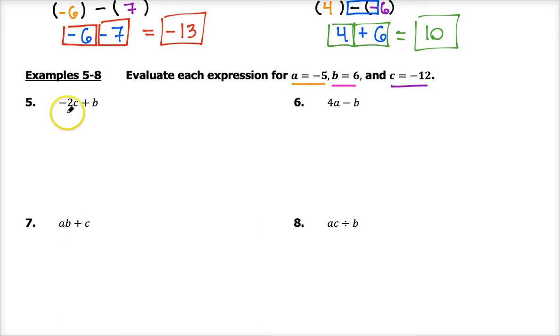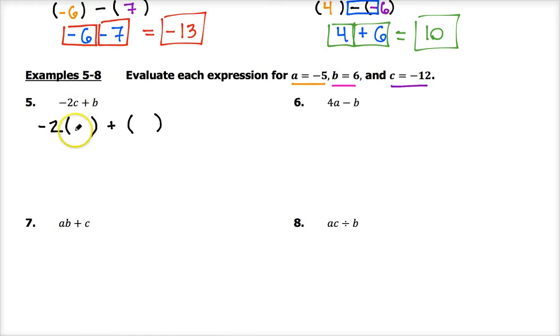We have negative 2C, which remember that means negative 2 times C, plus B. So the first thing I'm going to do is rewrite this expression with parentheses in place of my variables. So I start with negative 2 because negative 2 is a constant, not a variable, and then times C, so I'm just going to write the parentheses directly next to that, plus B, so plus and then another set of parentheses. Make sure you're plugging in the correct values for each.